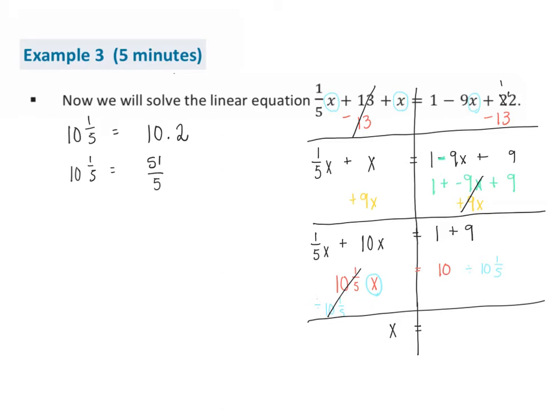Okay. So for this, I'm just going to do the improper fraction. That'll be easier for me to show my work. So it's going to be 10 divided by 51 over 5. And when I divide fractions, I do keep change opposite. And then I multiply across. 10 times 5 is 50. 1 times 51 is 51. So this becomes 50 over 51.